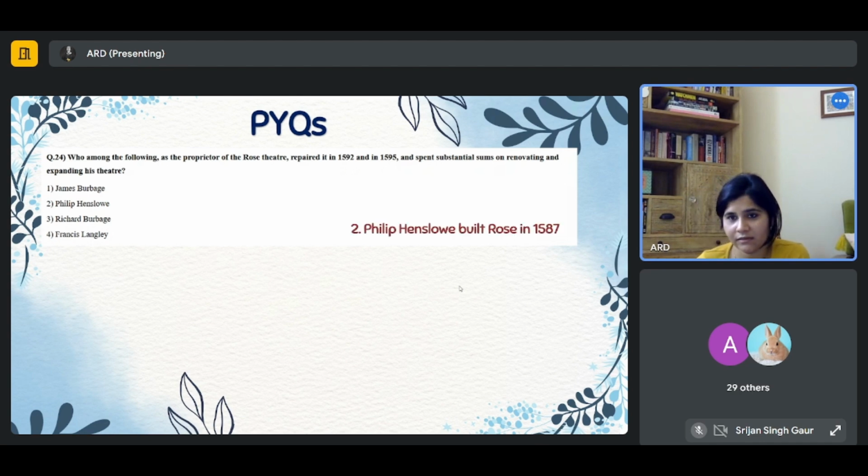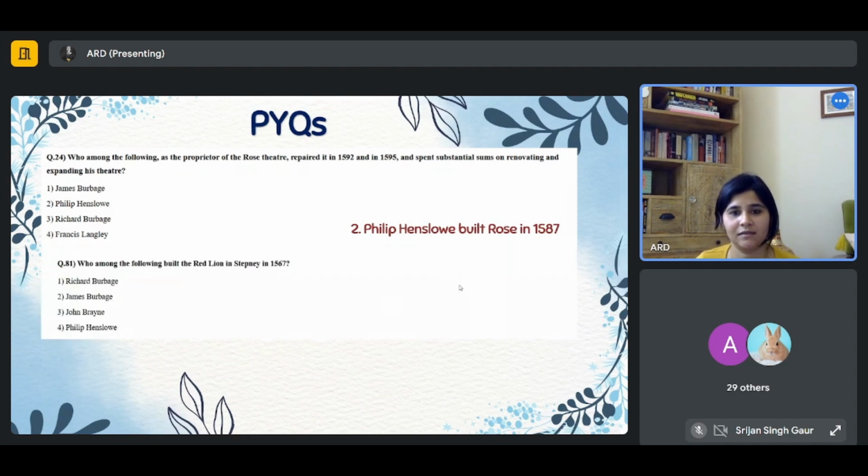Philip Henslow, you're right. He built the Rose in 1587. Right? Who? Okay, we will come to that. Who built Red Lion in 1567? Ma'am, C. Yes, John Brayne.